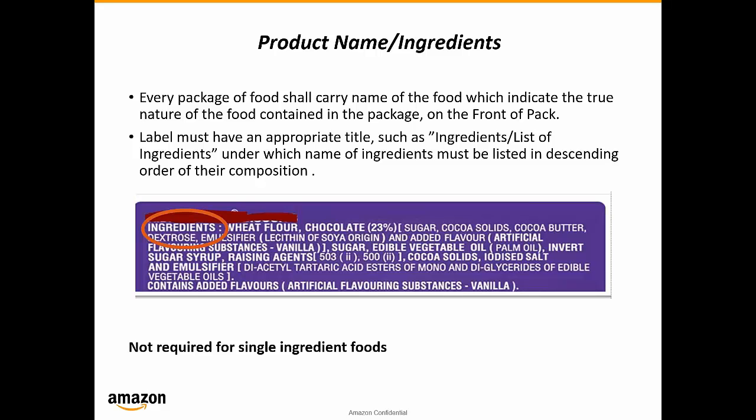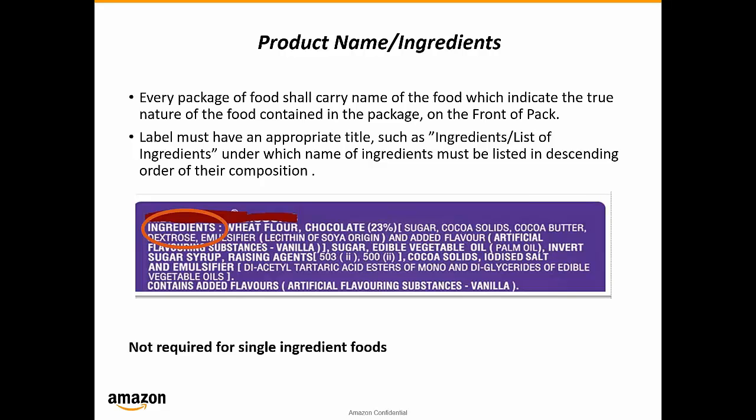So meaning every package of the food shall carry the name of the food. For example, if you see any food product, there is a name written. So that is called a product name, or we can call it the title of the food. So that comes under product name. And next, the name of a food shall indicate the true nature of the food contained in the package on the front of the pack. That should be written itself.